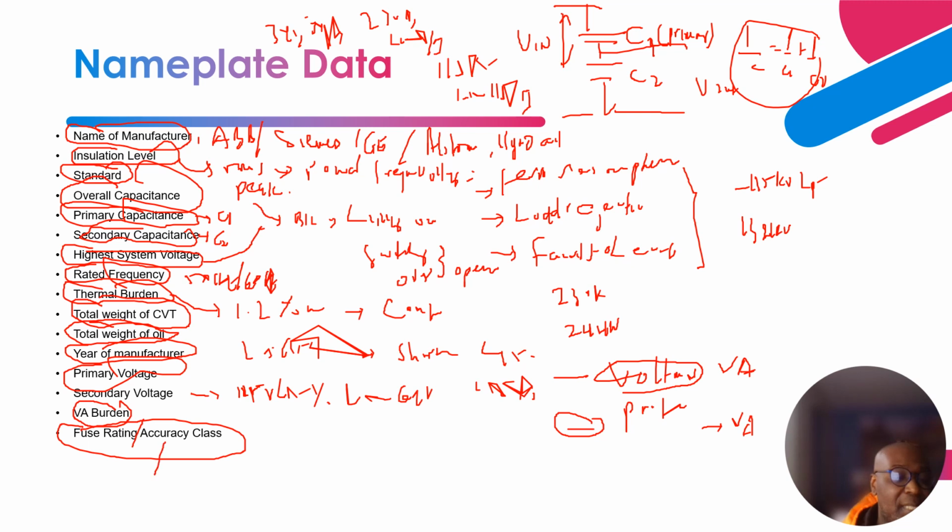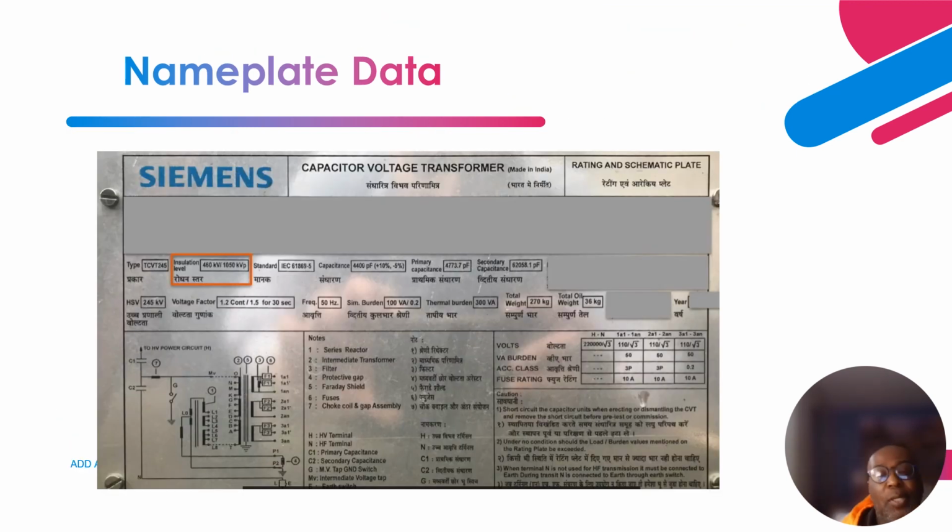And next is the accuracy class. You see it for metering devices and protective relays. For metering devices, you see the accuracy class as 0.2, 0.5. Then for protective relays, it's shown as 3P, 2P, etc. Okay, so I went through the list of what is shown on the nameplate data.